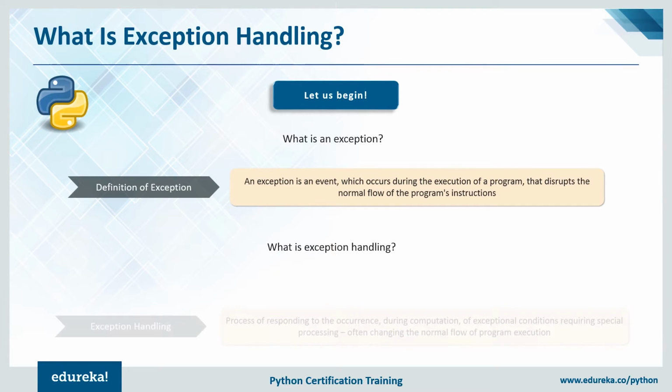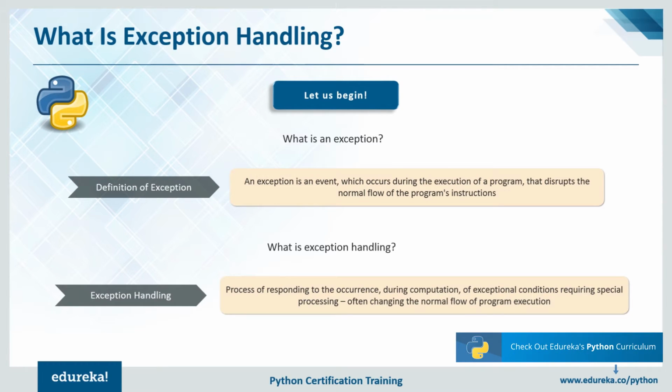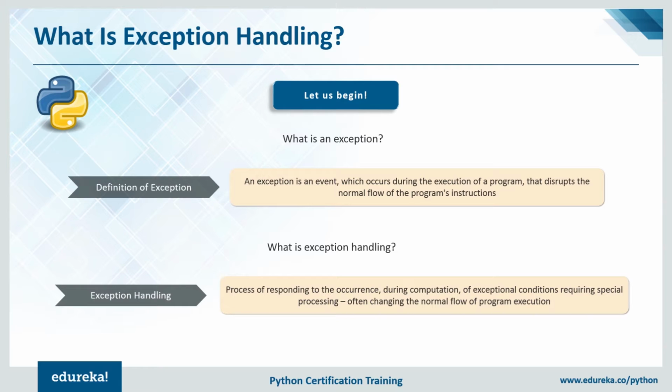So next, what is exception handling? Guys, this is the process of actually responding to an occurrence of an exception. As simple as that. So basically the process of responding to the occurrence during compilation of exceptional statements which require special processing is what exception handling is, guys. This is basically done because of the change in the normal flow of the program execution. Well, it is a very simple concept and I'm sure at the end of this session you guys will agree.